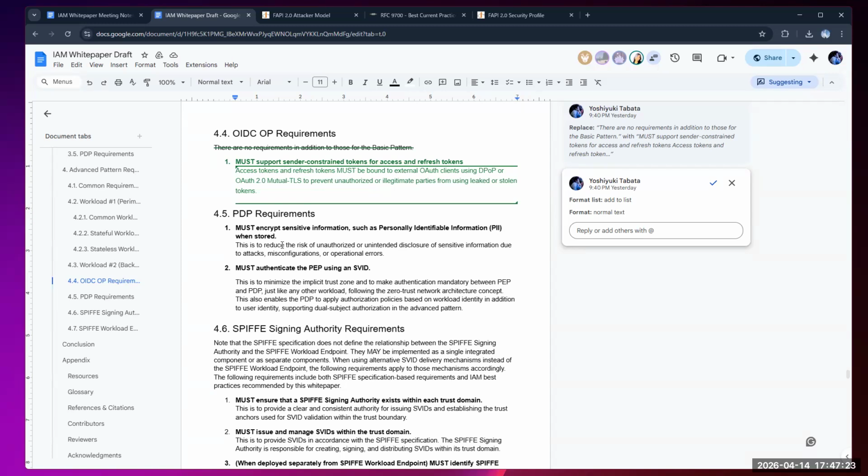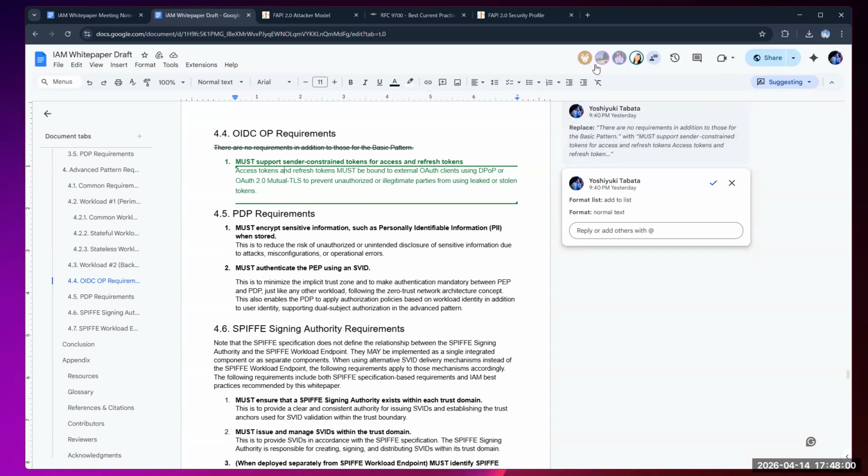But in that case, there will be the possibility that the access token is a bearer token. In that case, the token can be stolen. And if the access token is stolen, the attacker can use that access token to access the sensitive data. So yeah, that is my concern.